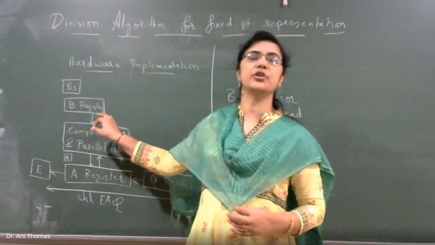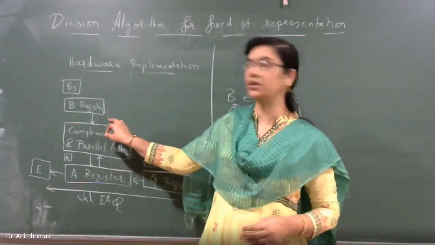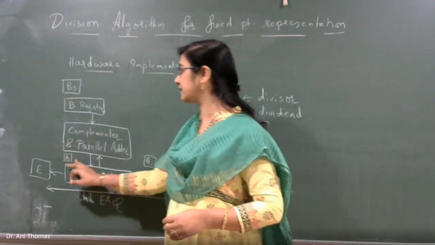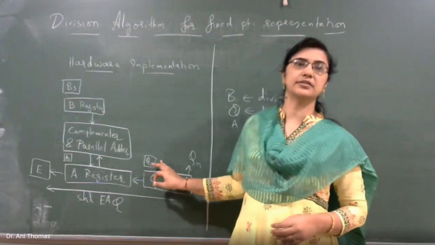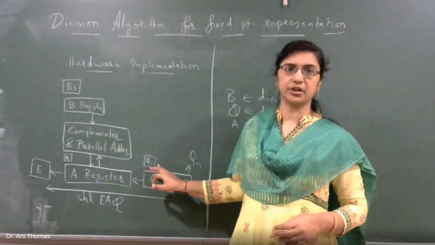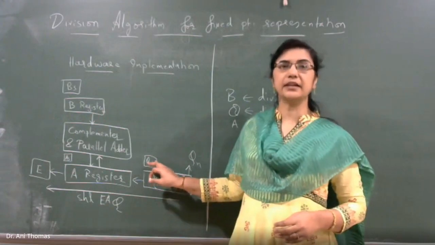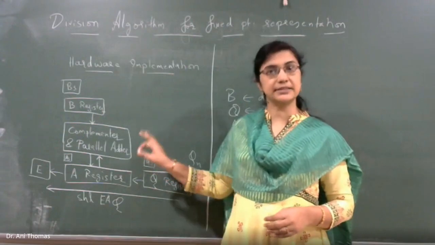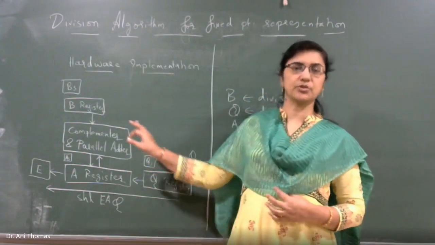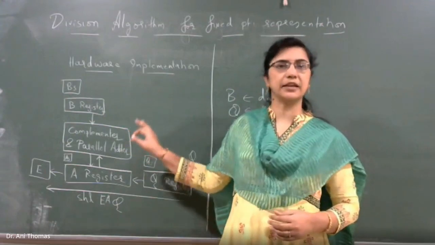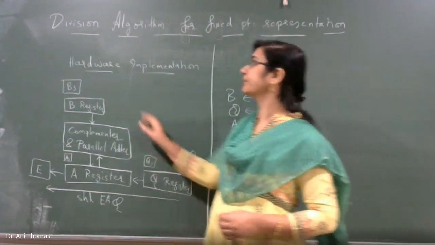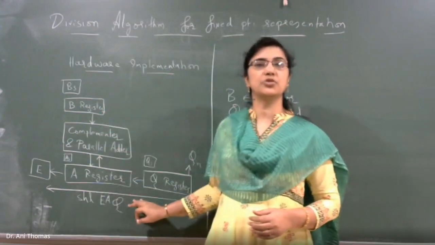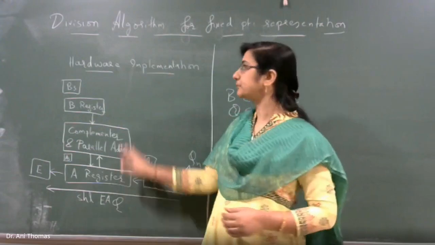Since it is used for sign magnitude representation, we store the sign bit separately in the BS register, AS register, and QS register. Since it is signed magnitude representation, not signed 2's complement representation, we are storing the sign bit separately. So B is storing the divisor, and A and Q are storing the dividend.